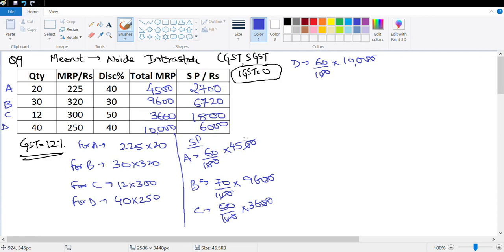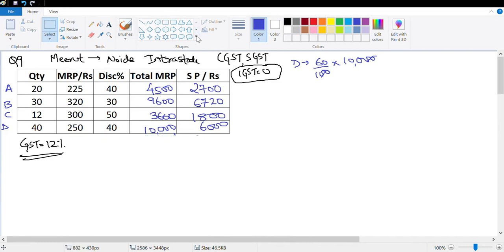Perfect. What is the total GST? Oh, GST is common, which means I will have to calculate. So let me just erase some part of it, because I will need the total, right? So I don't need to calculate individual GST, because they don't want an individual GST. Let me just add this up.